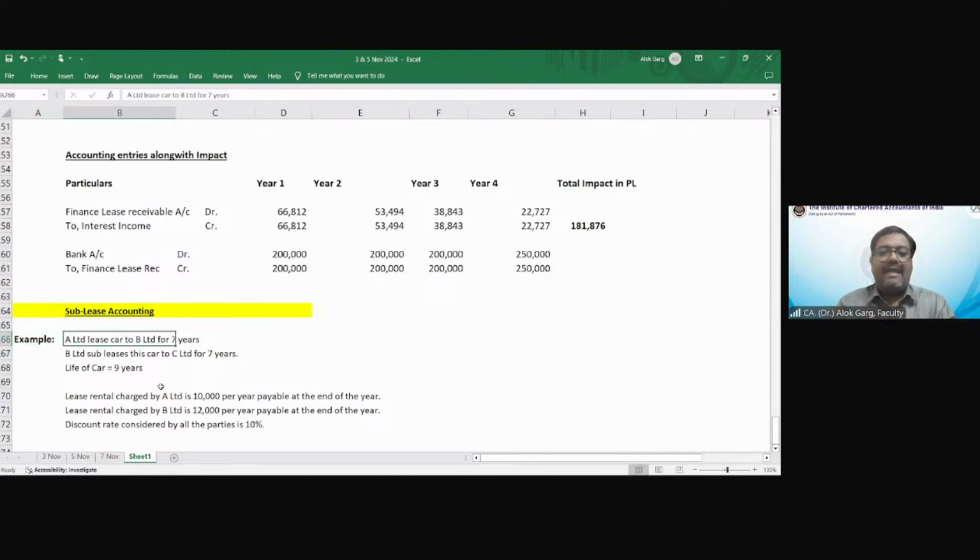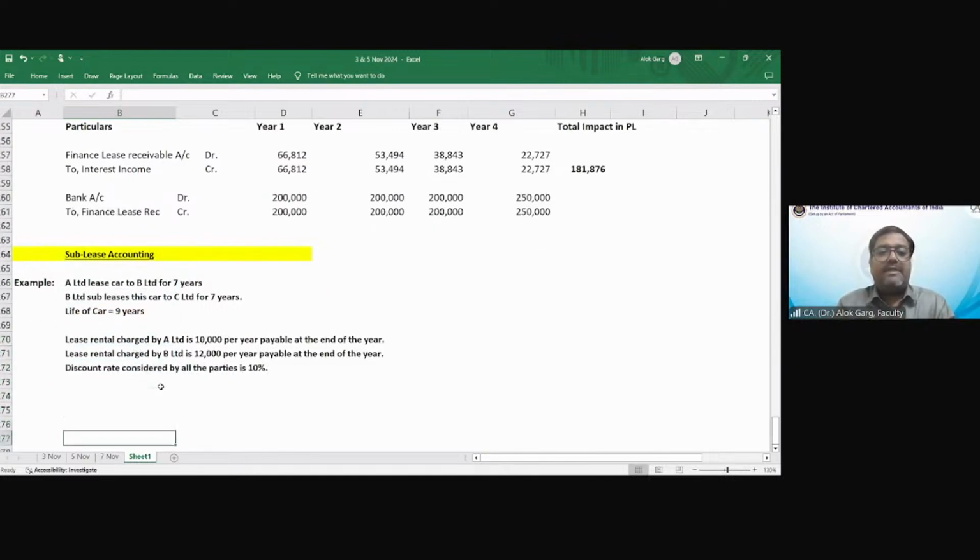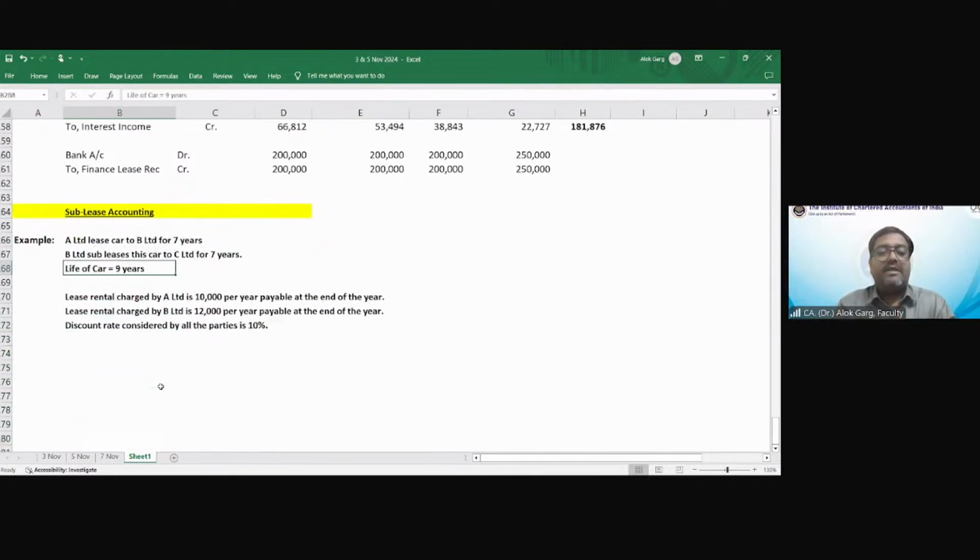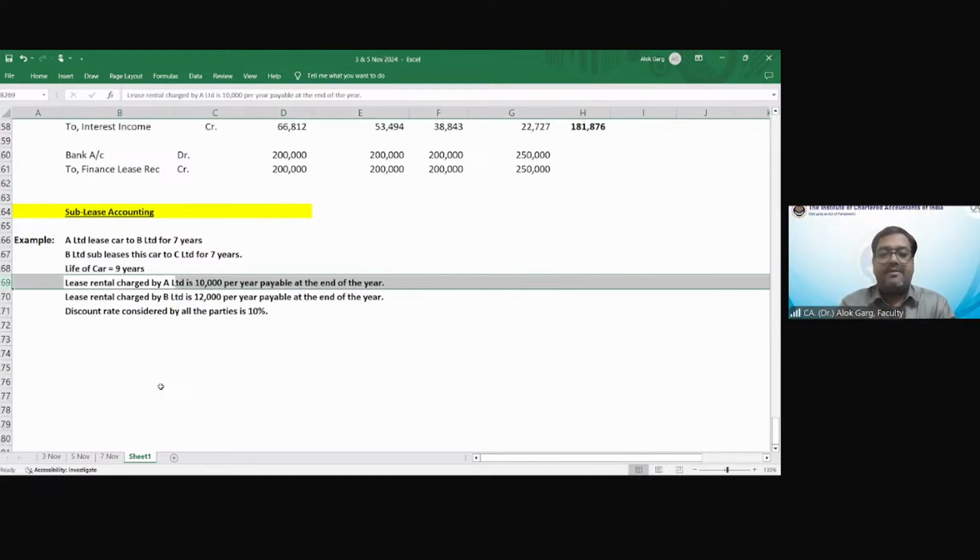Example, sublease accounting. A Limited leases a car to B Limited for 7 years. B Limited subleases this car to C Limited for 7 years. Life of the car is 9 years. Lease rental charged by A Limited is 10,000 per year payable at the end of the year. Lease rental charged by B Limited is 12,000 per year payable at the end of the year. Discount rate considered by all the parties is 10%.